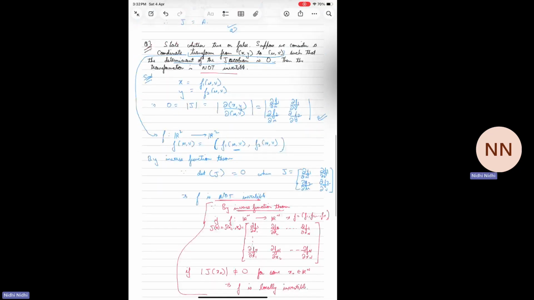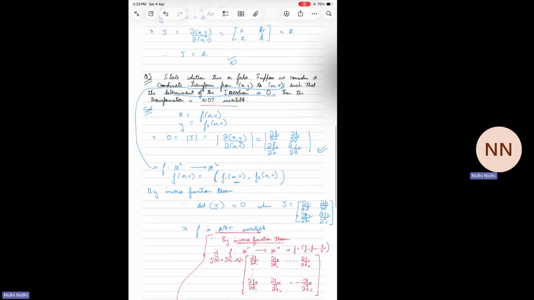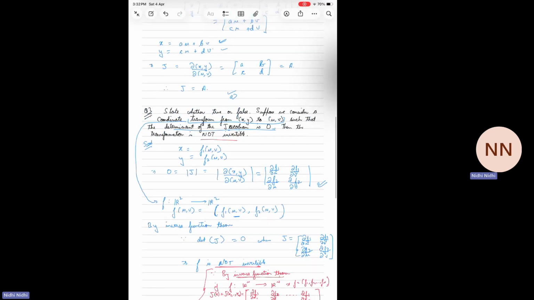I hope this is clear how we use the inverse function theorem. And in fact, as I was saying, it is kind of an application of the previous problem. Suppose these functions f1, f2 were linear functions. In that case, they would have been, say, au plus bv, and cu plus dv. And in that case, the Jacobian would eventually be equal to the same matrix A.